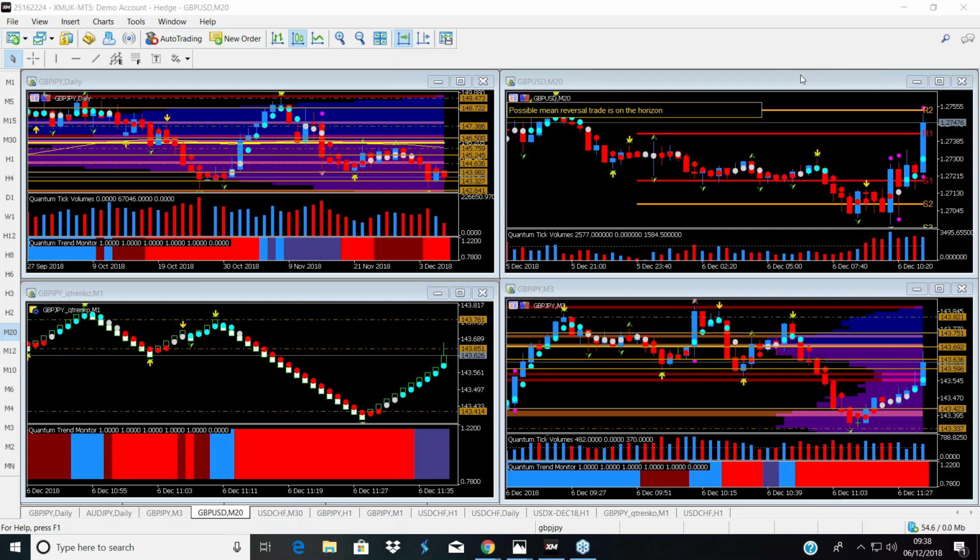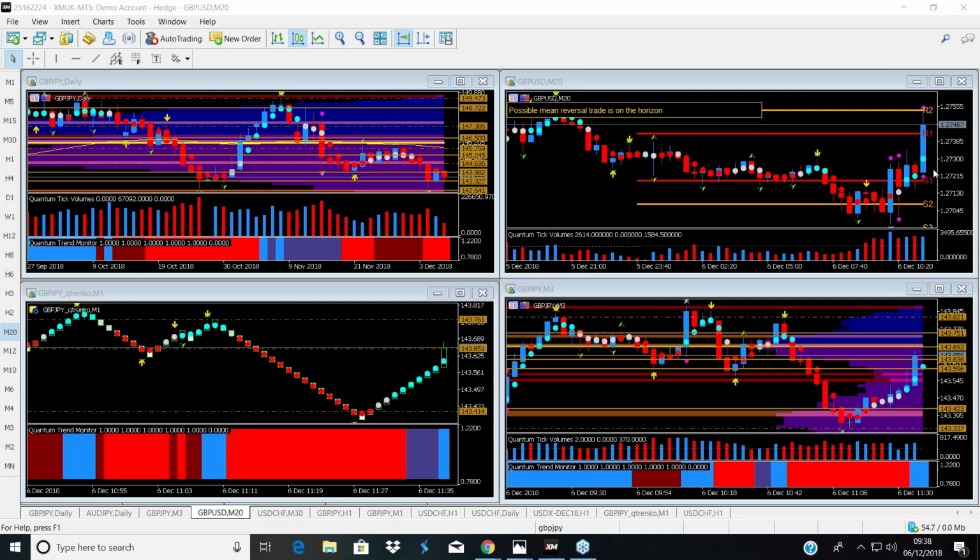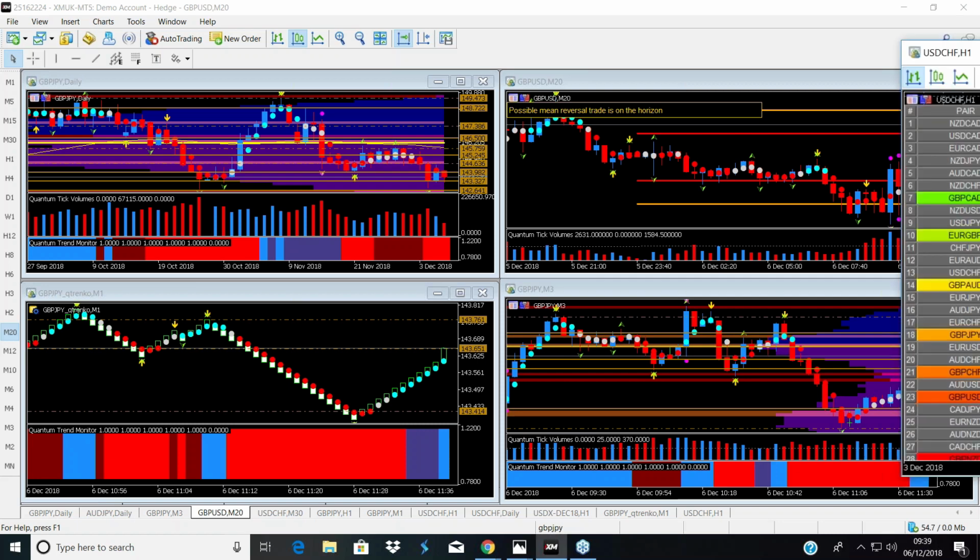But the reason I've pulled up the pound yen is because, in fact, as you can see on the 20 minutes, we've had a volatility candle triggered on the 20-minute chart. The pound is going to trigger volatility, expected and unexpected, given what is going on with Brexit.